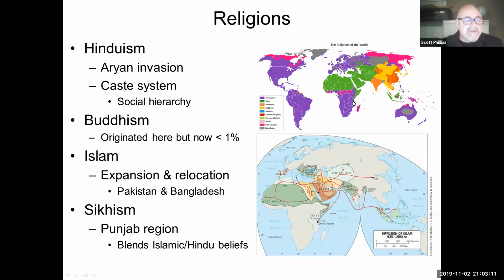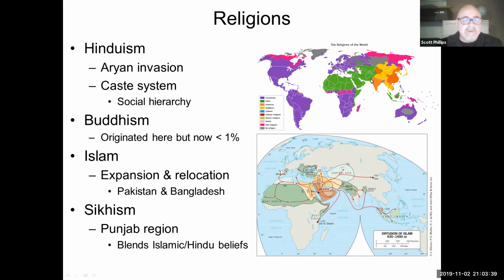Buddhism originated in the area of India, but is now very much a minority religion. Less than 1% of people practice it. One place that it persists is in the island nation of Sri Lanka. Islam, however, has become a very important religion in this part of the world, both because of expansion into Pakistan and India, and also relocation into the Ganges Delta, including Bangladesh.